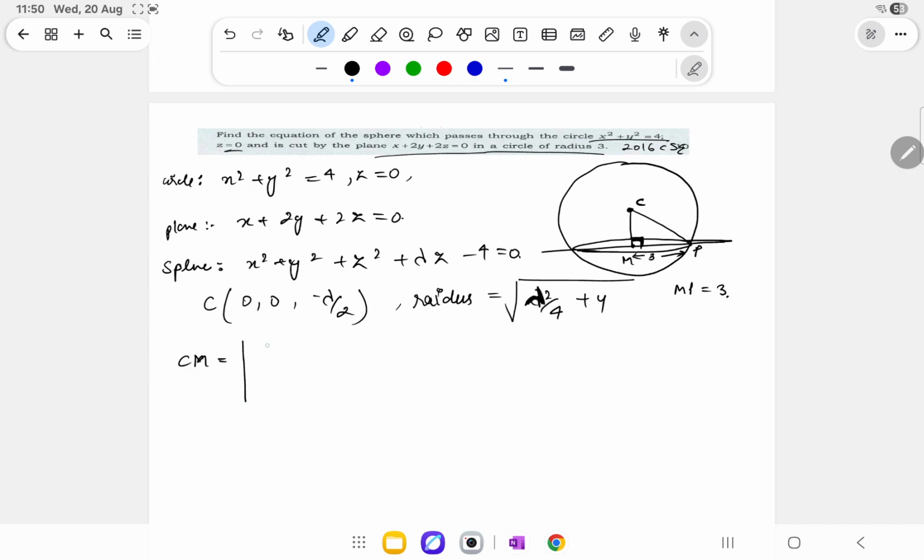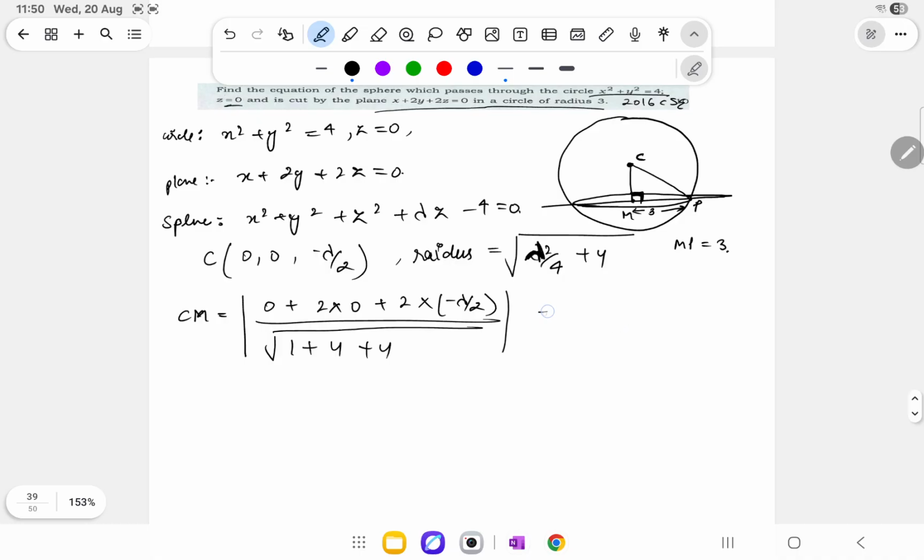0 plus 2 into 0 plus 2 into minus lambda by 2, divided by under root 1 plus 4 plus 4. So my CM is equal to mod lambda upon 3. Now I can easily apply the Pythagoras theorem. Using that, I'll get CP square equals CM square plus MP square.